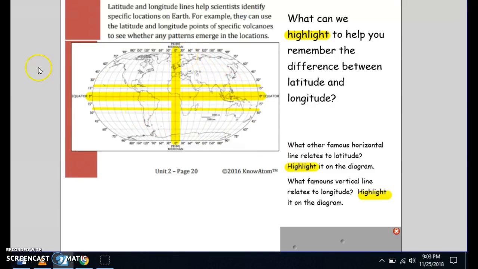Okay, so you're all set now. We're ready to move on to our next investigation. We're going to take a little bit more of a look at the Ring of Fire, which is pretty cool, and mapping out some locations of volcanoes and earthquakes.